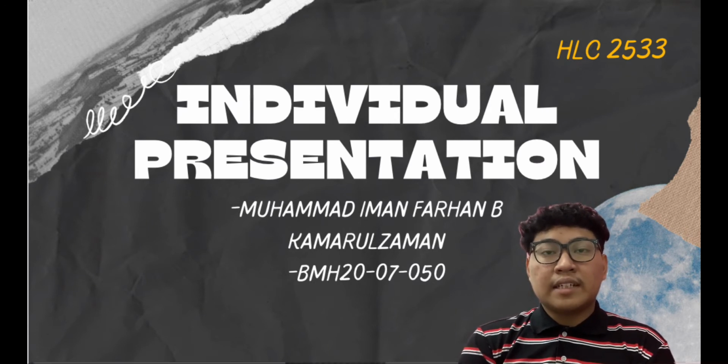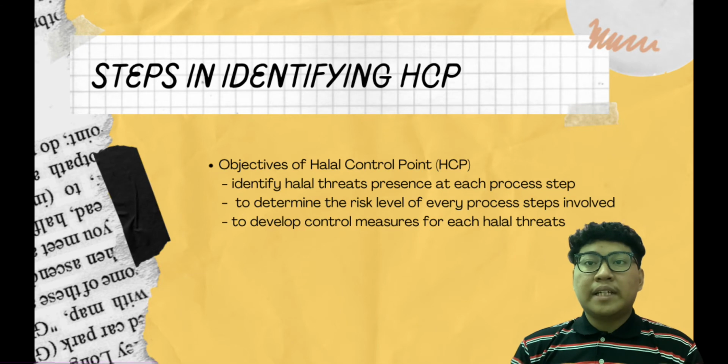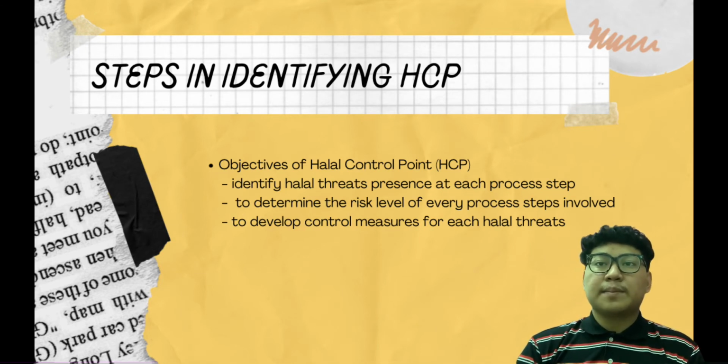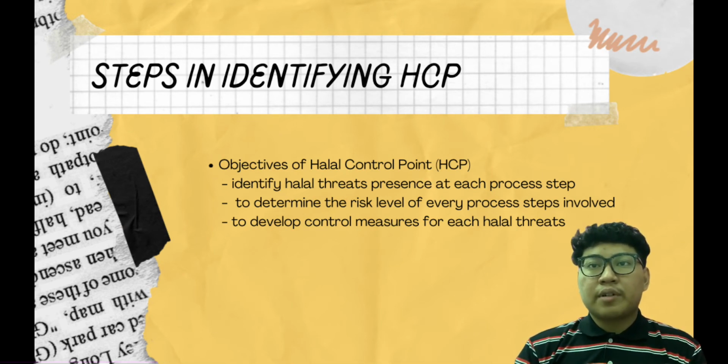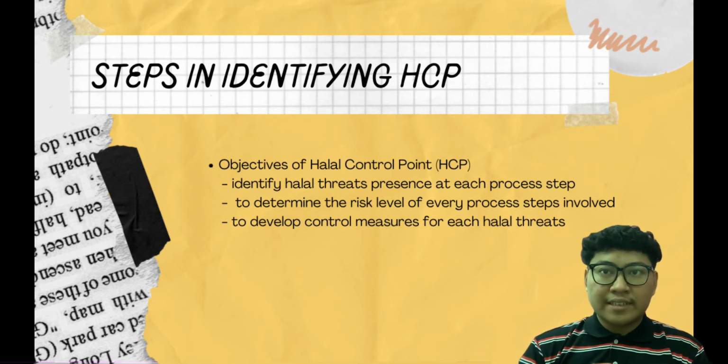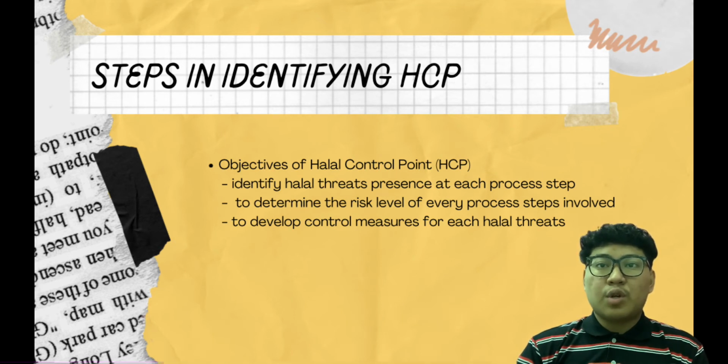This is my individual presentation assignment. The objectives of doing the HCP analysis are to identify halal traits present at each process step, to determine the risk level of every process step involved, and to develop control measures for each halal threat. How do we identify the halal threats in our company? We have to know the types of halal threats that have a probability of happening in our company. Employees with a lot of knowledge and experience will also help to identify the halal threats.